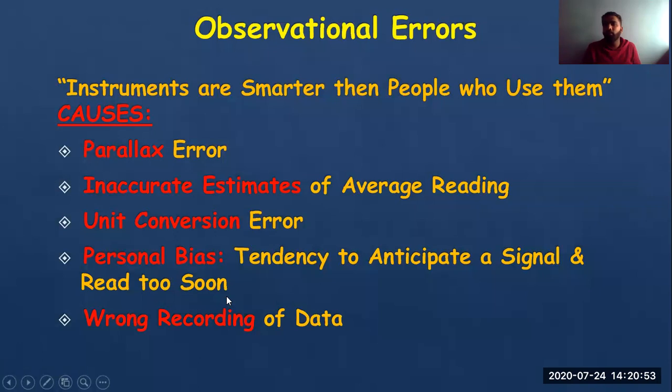People are not writing it properly. They are observing something, but they are not writing it or not putting the proper values while observing or while recording. Such kind of error is also called observational error. So I hope you understood the different kinds of observational error. It is parallax, it can be average, it can be unit conversion, it can be biasness of the person who is taking the reading, or he can record the data wrong.